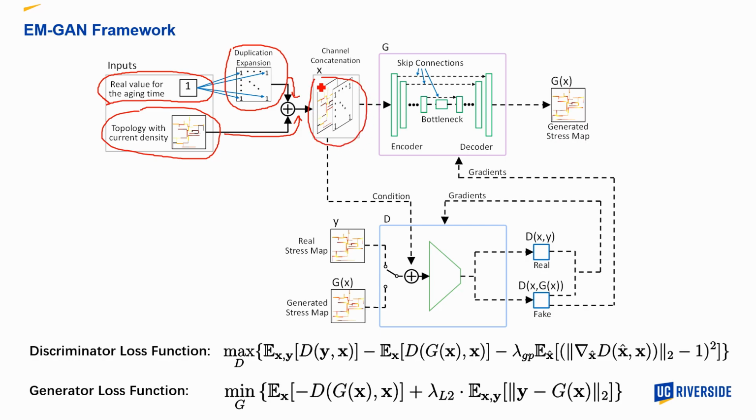Then the generator will do some transformation to convert the input into the estimated stress map.